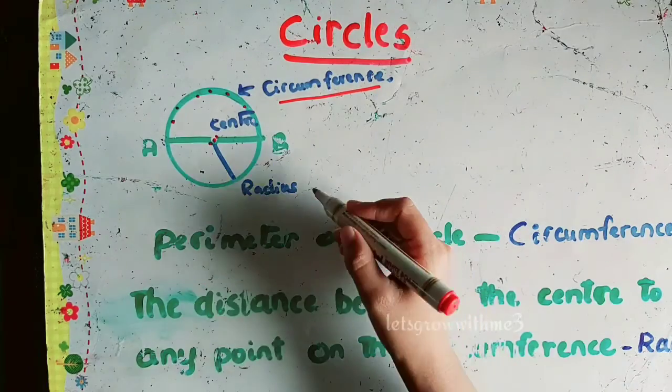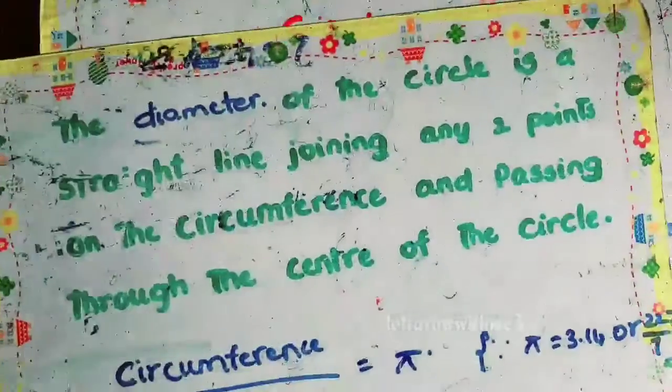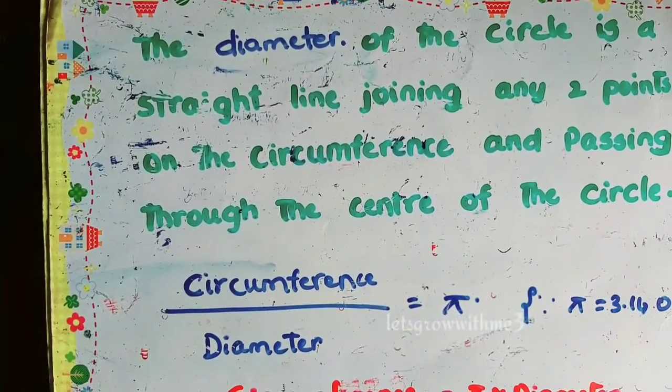We all know, right, the center is the middle point of the circle. Next we will see diameter. So what do you mean by diameter? The diameter of a circle is a straight line joining any 2 points on the circumference and passing through the center of the circle. That's called the diameter.